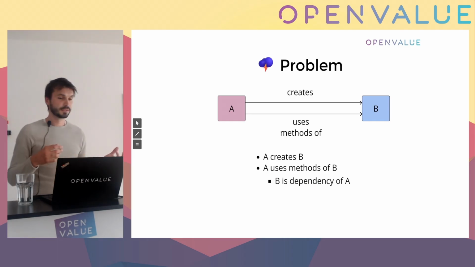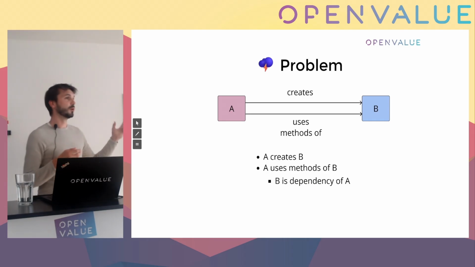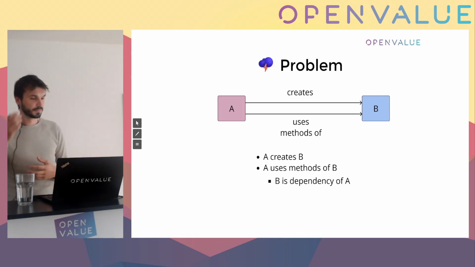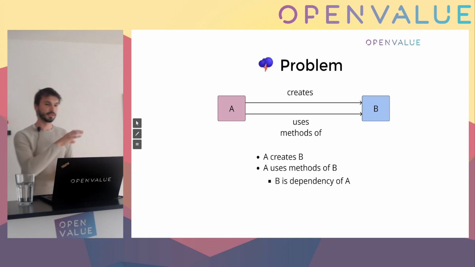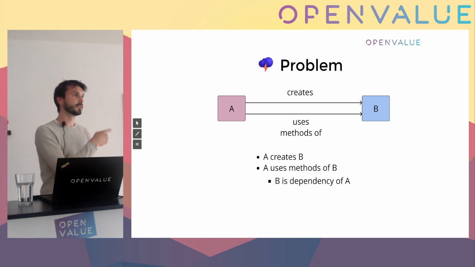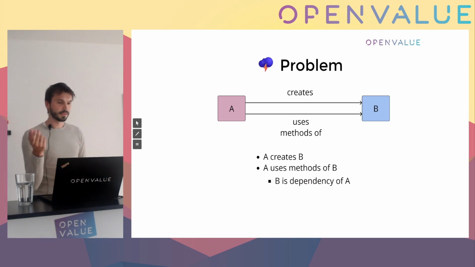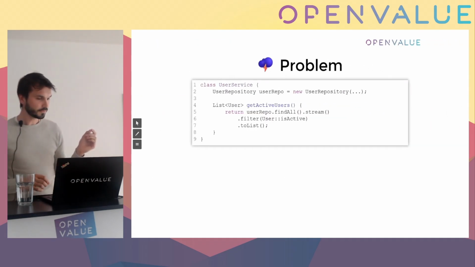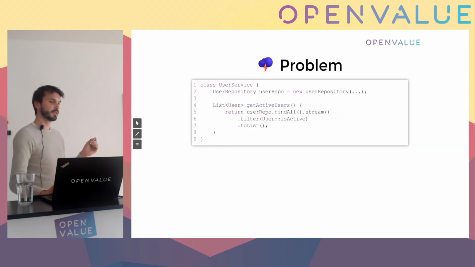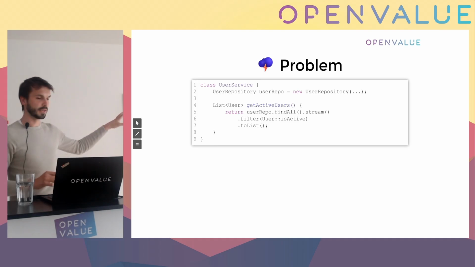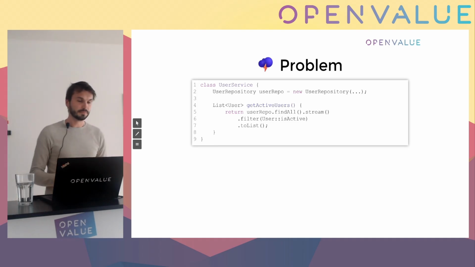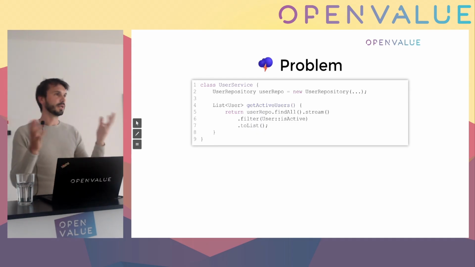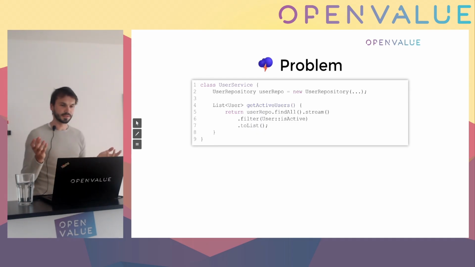What is a dependency? Here we have class A, which uses methods of class B. So B is a dependency of A. And in this case, we have a little problem because A also creates an instance of B. Let's look at the code to see why it might be a problem. We have some Java code here, and it looks a little like Spring, so the naming is kind of similar. The user service creates a user repository, and the user repository might be, I don't know, access to a database or something like this.